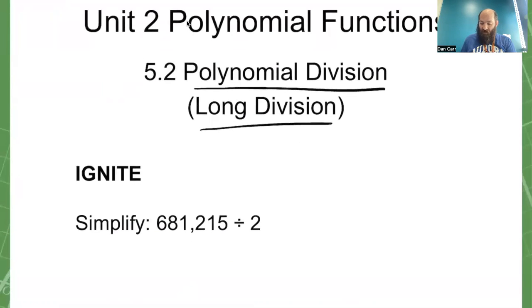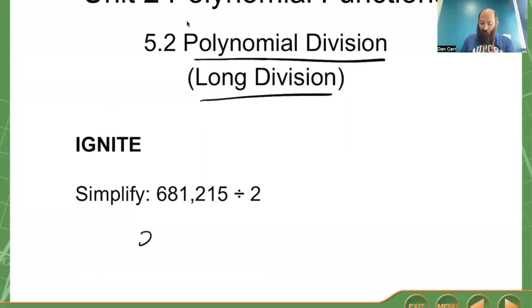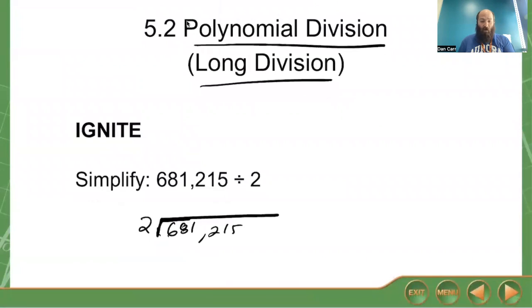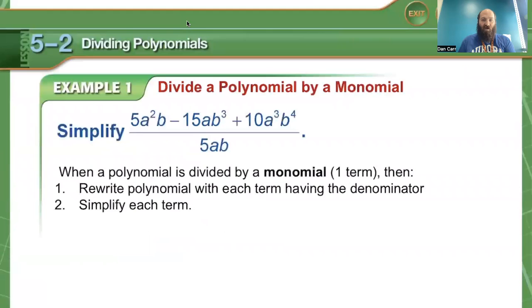So if you kind of remember how to simplify this kind of term here, not square root, but division, 681,215. That's very close to what we're doing today. So it's going to be related to what we do with that. All right. So let's start with this.